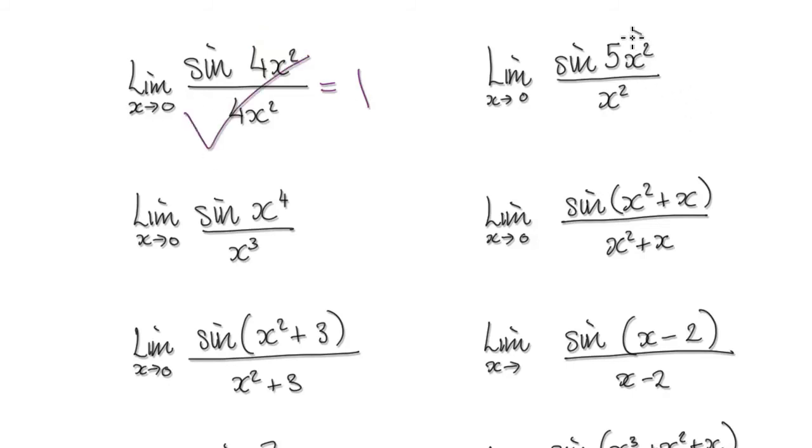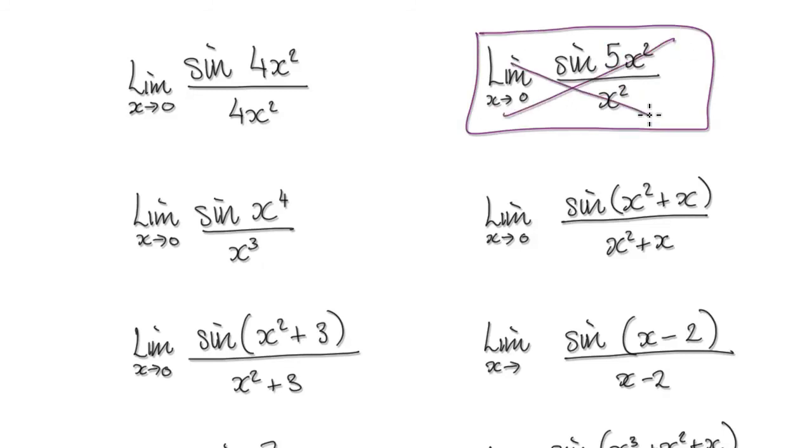This one here, if you look at this bubble and this bubble, as x heads towards 0, you can see that the top bubble heads towards 0. You can see the bottom bubble heads towards 0. But they're not heading towards 0 on par with each other. So we can't conclude that this equals 1. It might not, but we just can't conclude it equals 1.